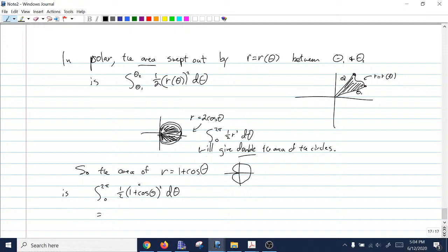How hard is this to integrate? I've got to FOIL that out: 1 plus 2 cosine theta plus cosine squared theta. And I guess we don't actually care what the number is. You do this integral. To integrate cosine squared, you need to rewrite it as 1 plus cosine 2 theta over 2. Cool. That's area in polar.